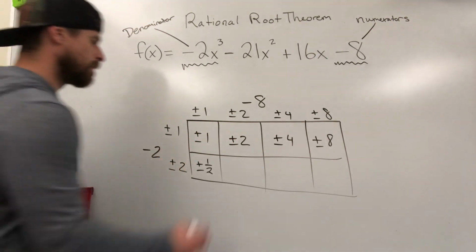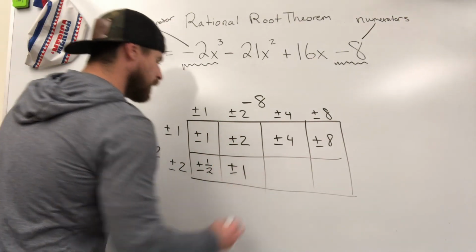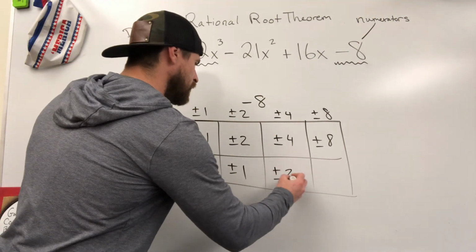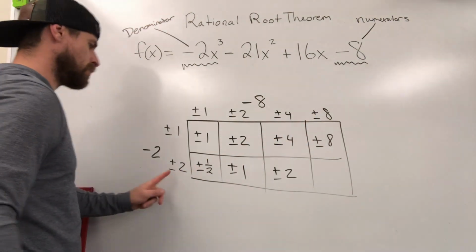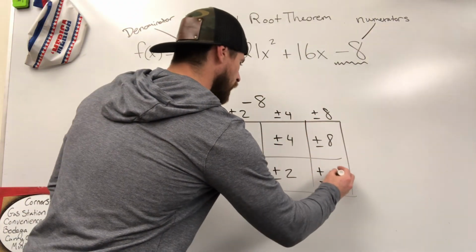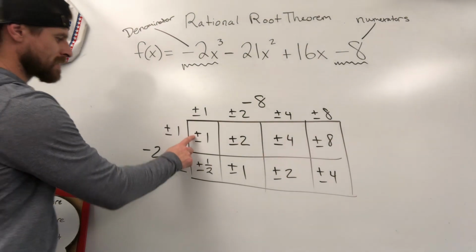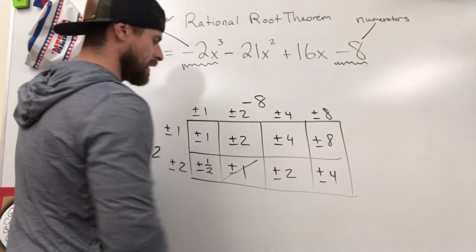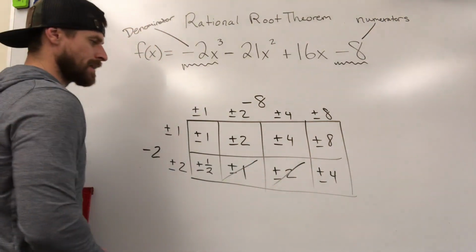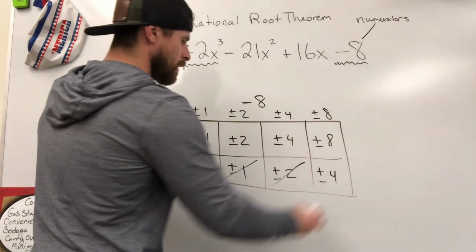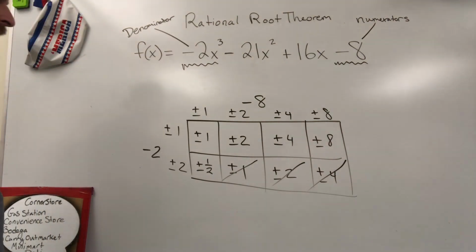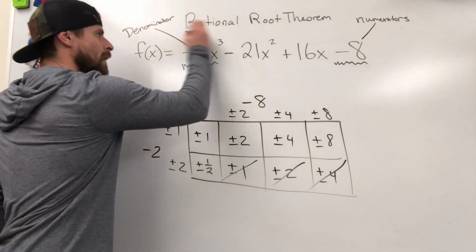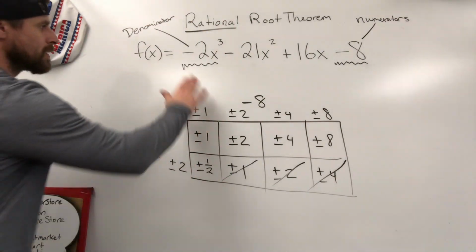2 over 2, that's positive or negative 1. 4 over 2, that's positive or negative 2. 8 over 2, that's positive or negative 4. Well, I already got a positive negative 1 there, so no need to copy it down twice. I already got a positive negative 2 there. No need to copy that down twice. And we repeat here as well, so no reason to set that one up either. What's left? These are our possible rational roots to the given function.